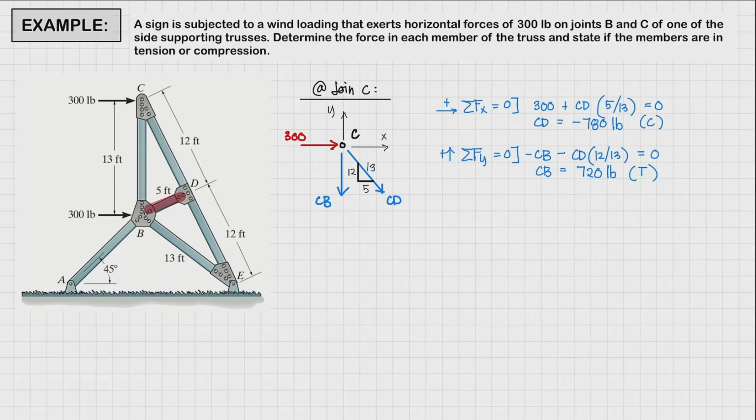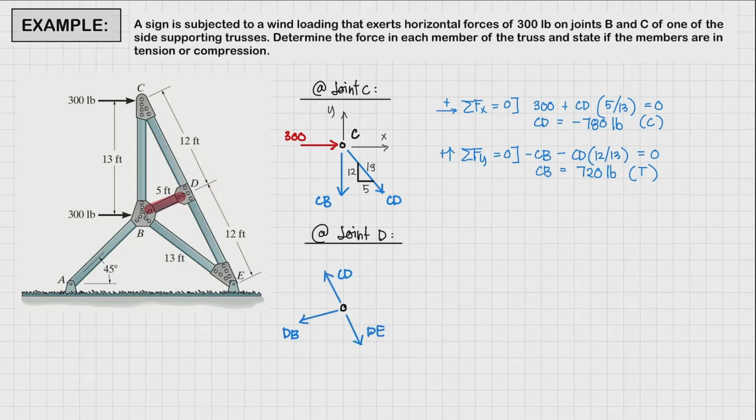So where could we go? We're starting at joint C. If we proceed to joint B, we're going to have two unknowns. And if we proceed to joint D, we're also going to have two unknowns. I think it would be much easier if we proceed with joint D, since the two unknown forces are actually collinear to each other.